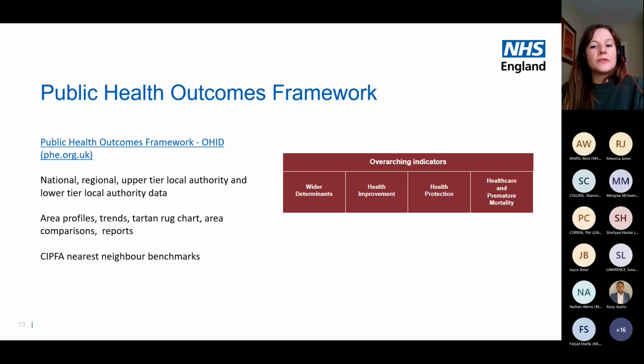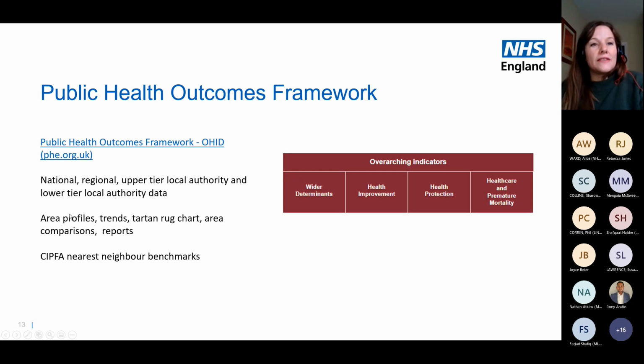So onto the next tool that I'll talk about, the Public Health Outcomes Framework. And many of you, particularly those working in local authorities, will have worked with this tool before. The link is there, and this is one of those Fingertips profiles. There are lots of different indicators in here covering 5 different domains: the overarching indicators, which are all our life expectancy and healthy life expectancy ones, wider determinants, health improvement, health protection, and healthcare and premature mortality indicators. And the data is available at national, regional, upper tier and lower tier local authority level where it's available.